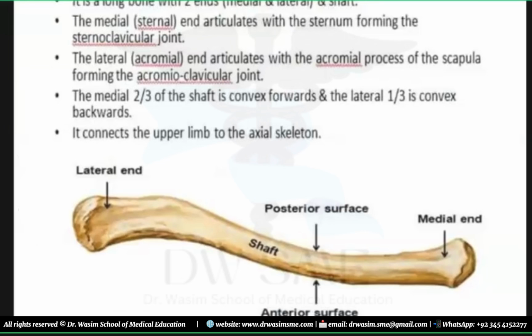So the medial 2 by 3rd of the shaft is convex forwards, and the lateral 1 by 3rd is convex backwards. Now, the main function which clavicle plays is that it connects the upper limb to the axial skeleton.